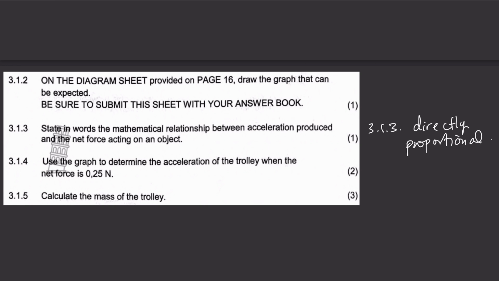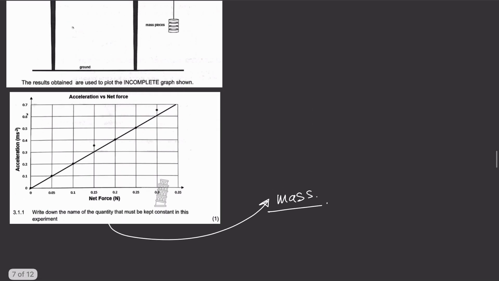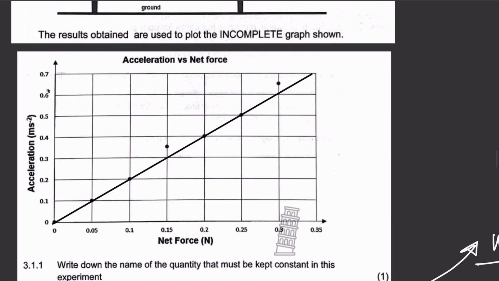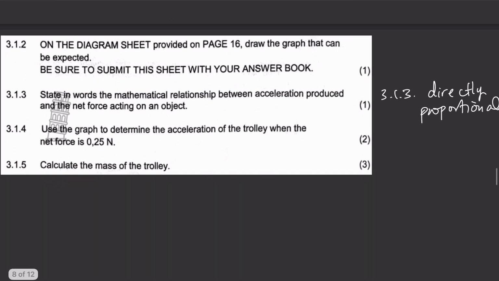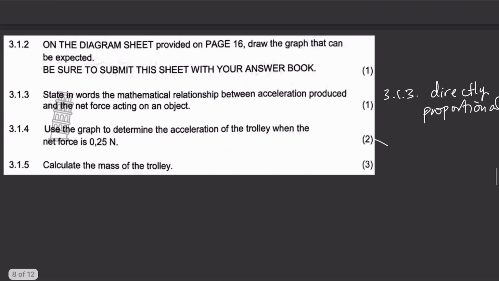Use the graph to determine the acceleration of the trolley when the net force is 0.25. So here you're reading off the graph. If the net force is 0.25, you extrapolate up to that point and then bring it across, and you'll get an acceleration of 0.5 meters per second squared. So that one, 0.5 meters per second squared. And then the last question, calculate the mass of the trolley.